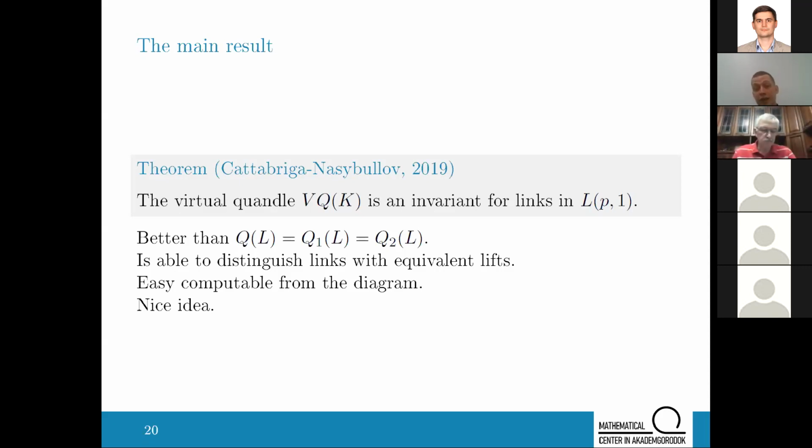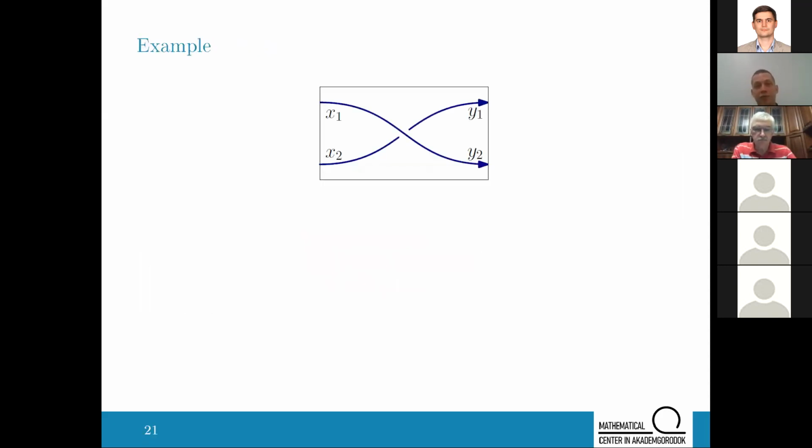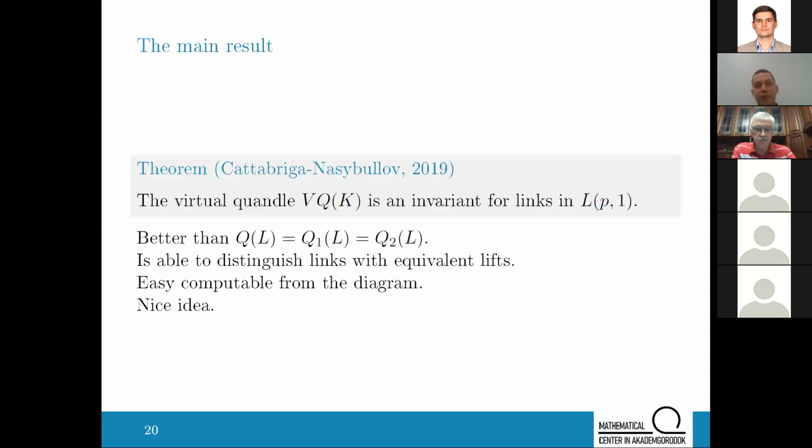That's all. It's not the last slide. If some of you look at the slides at the end, I have an example. But I think that I can stop here.